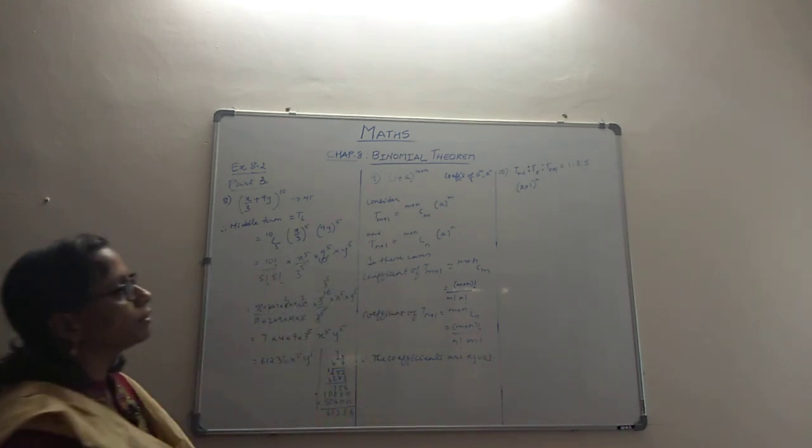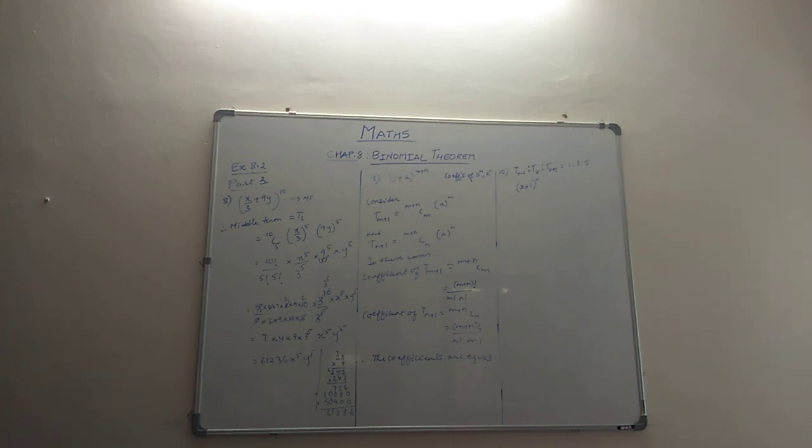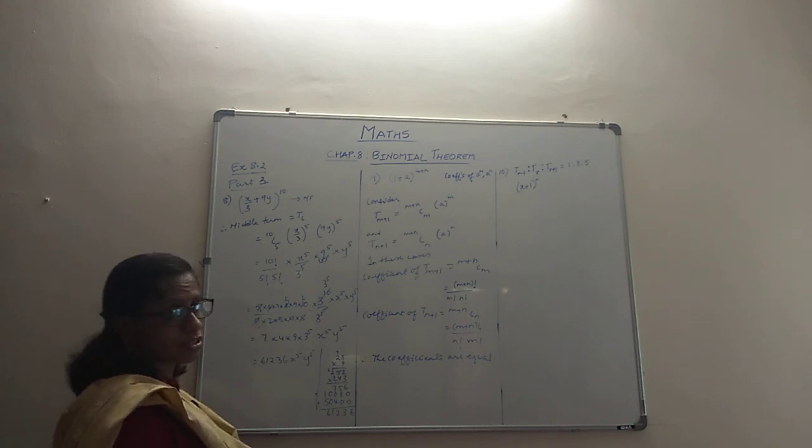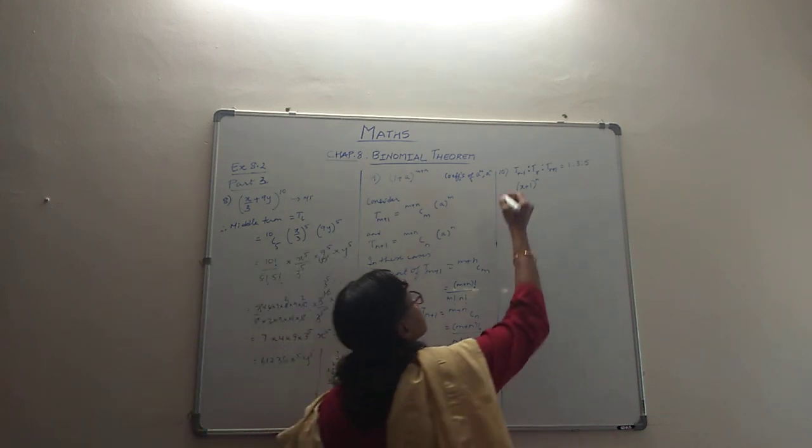That's about it. Now, in the next 10th question, they give us an expansion x plus 1 whole raised to n. And there they are giving that the coefficients, okay, though I have written it roughly over here, it's actually the coefficients.